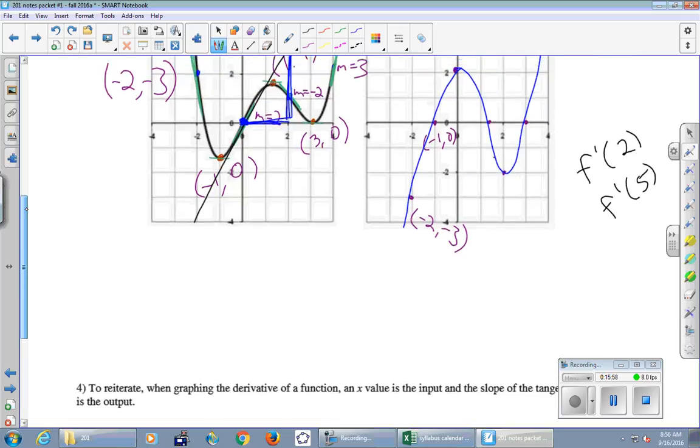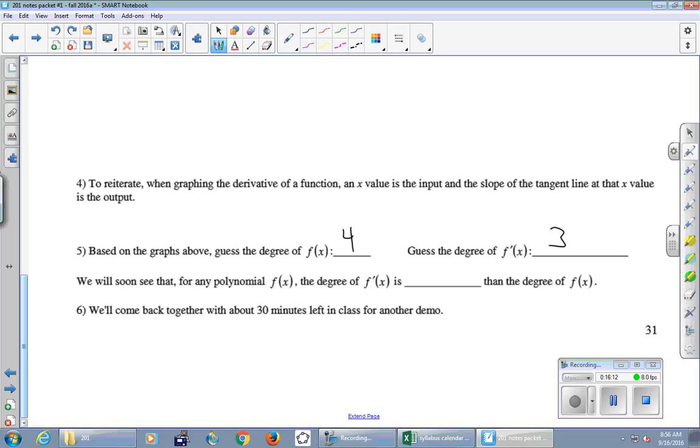How about the degree of f prime? Yeah, that looks like a cubic to me, right? It goes up and then it comes down and it goes up. And that's what a lot of cubics that I know do. So that one looks like a 3. And we will soon see that for any polynomial f of x, the degree of f prime, how does it relate to the degree of the original? Guesses? Yeah, 1 less. That's true. For any polynomial, the degree of the derivative is 1 less than the degree of the original.